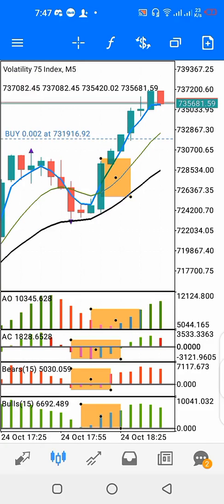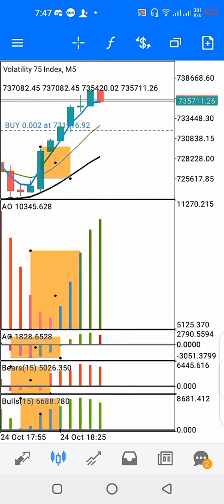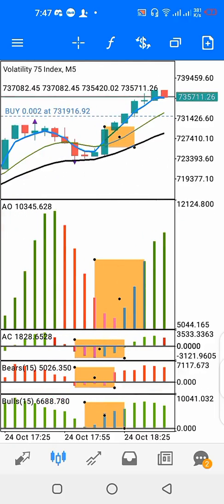The other side, the opposite side, is for the upward movement of price, where price starts to go up and close above the blue line.